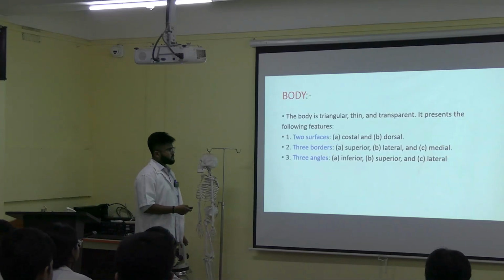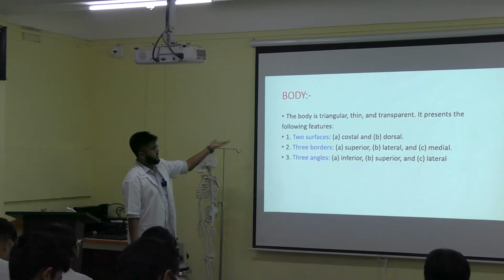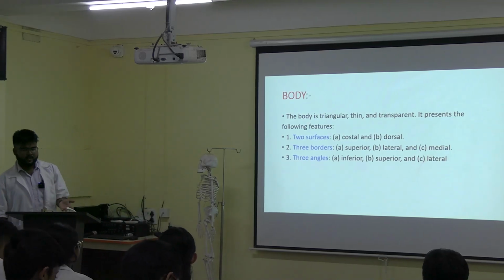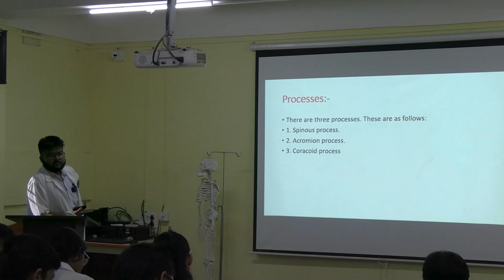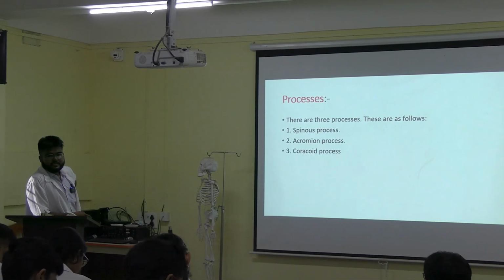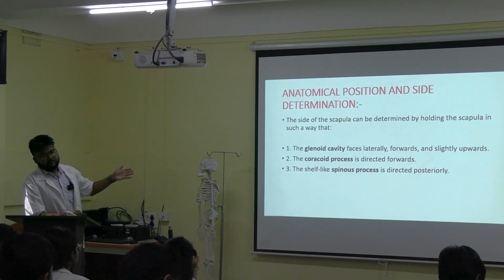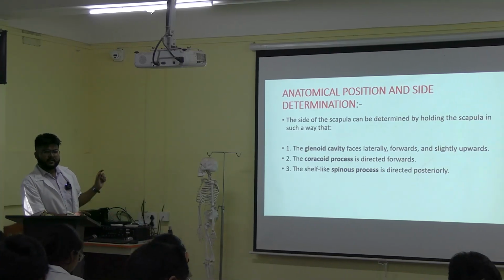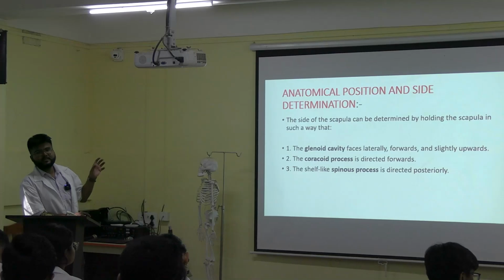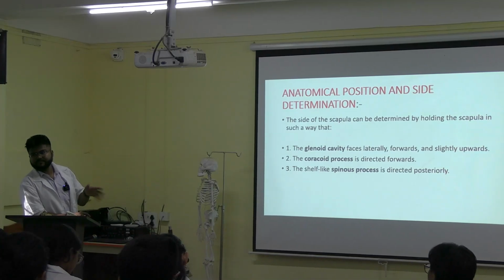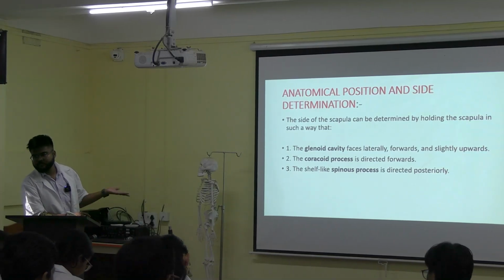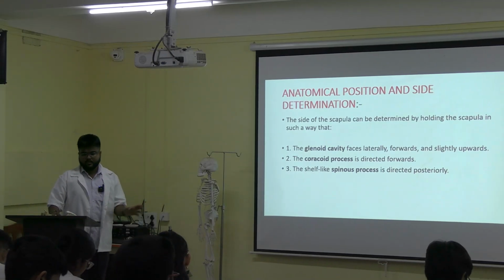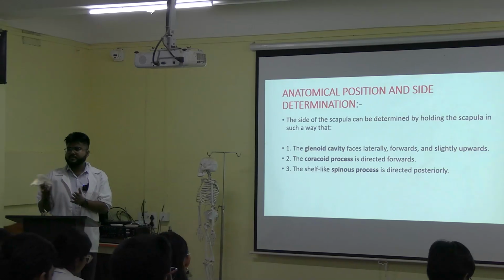Next, in the body there are two surfaces, 3 borders, 3 angles. Next, the processes you all know: the spinous process, acromion process and coracoid process. Next, the anatomical position, very much important. In the practical copy also you have to write. First in the practical copy, you have to write the details, some features regarding the scapula bone, where it is located. Then you have to write the anatomical position and side determination. By knowing the anatomical position, you can also determine the side.